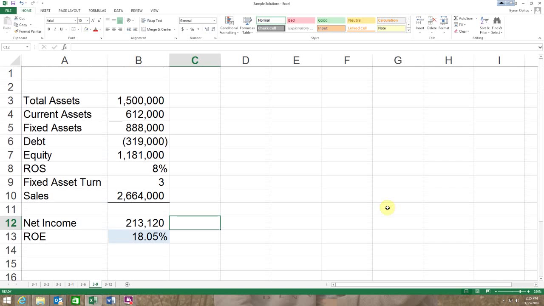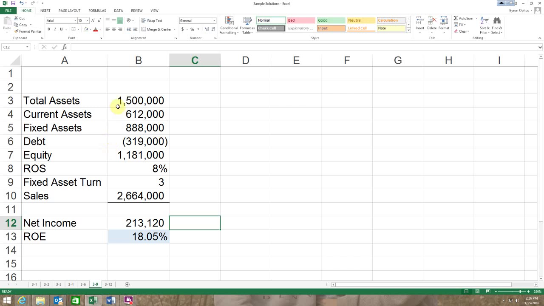Okay, onward. Number 9. Network Communications has total assets of $1.5 million, current assets of $612,000. It turns over its fixed assets 3 times a year. Oh gosh, so now they're going to make this really a pain. I hate when they do that. It has $319,000 of debt. Its return on sales is 8%. What is its return on shareholders' or stockholders' equity?